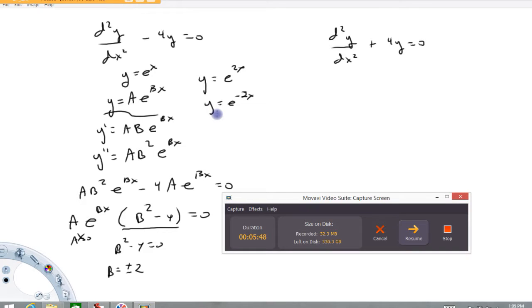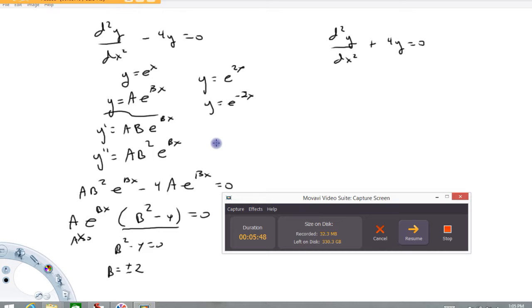Now, they could in fact have different values of a here. So maybe I'm going to rewrite this and say that, maybe y1 here I'm going to call ae to the 2x, and then y2 I'm going to actually just change this to a c because it isn't necessarily the same constant as the first one here. So I'm going to call this ce to the minus 2x.